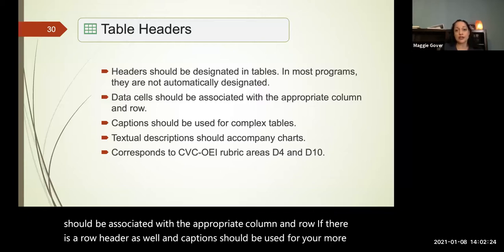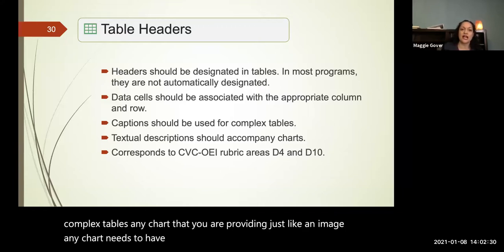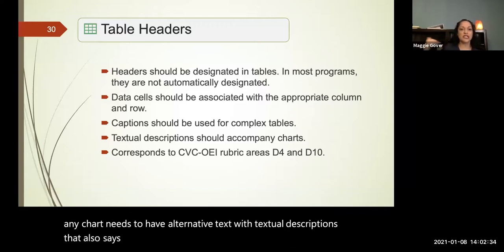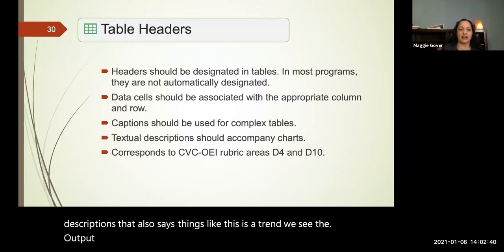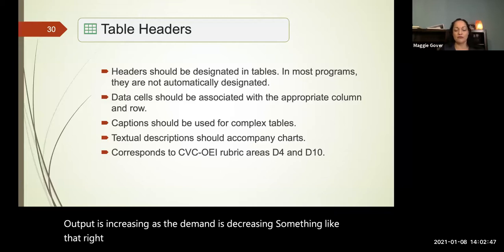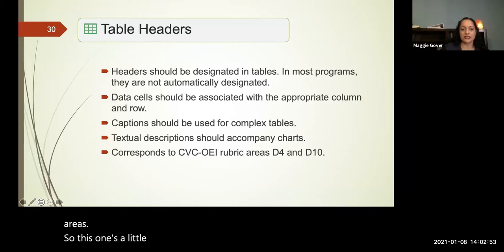Any chart that you are providing, just like an image, any chart needs to have alternative text with textual descriptions that also says things like, this is a trend we see, the output is increasing as the demand is decreasing, something like that, right? Of course, this also corresponds to some OEI rubric areas. So this one's a little bit more complex when you're adding in charts and tables.